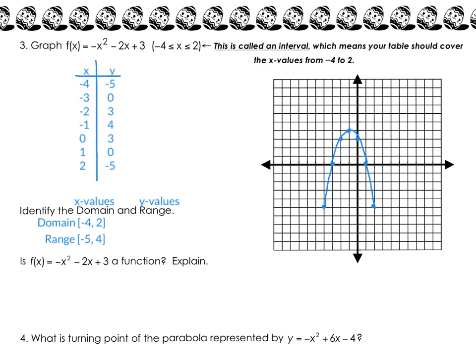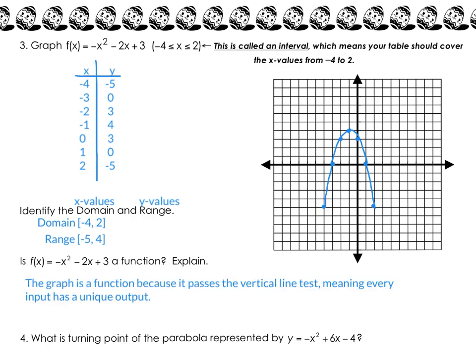The next question says, is the graph a function? And explain. Well, similar to what we said before, the graph is a function because it passes the vertical line test, but remember that's not enough. So I also said meaning every input has a unique output. Or your teacher might have said every input has one and only one output. However you write that, but just basically showing that the inputs don't repeat.